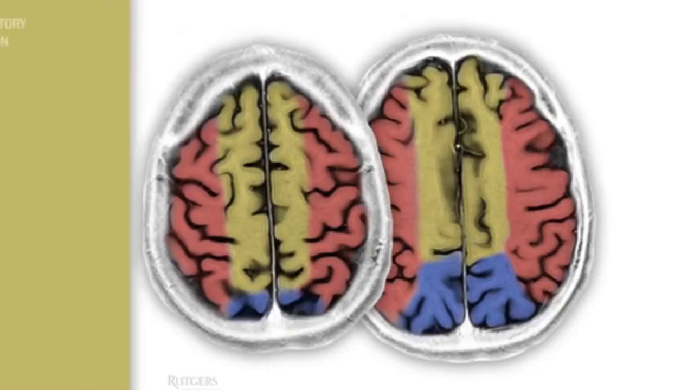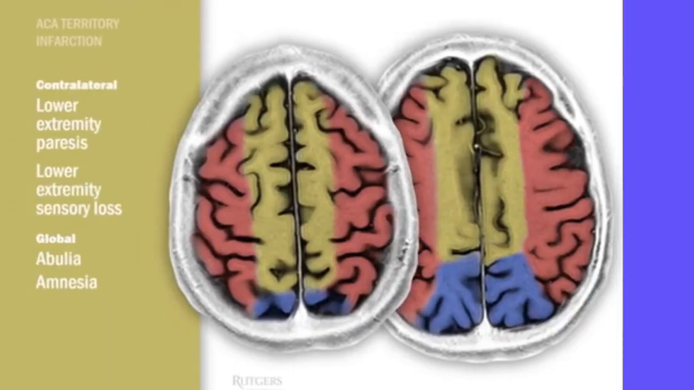Vascular territories. Anterior cerebral artery supplies the medial frontal lobe, highlighted here in yellow. So ACA infarctions cause contralateral leg weakness, contralateral lower extremity sensory loss, and anterograde amnesia by damaging the cingulate cortex, which is part of the memory circuit. Just picture in your mind a patient who appears more forgetful, withdrawn, slow to respond, and dragging a weak leg when walking.